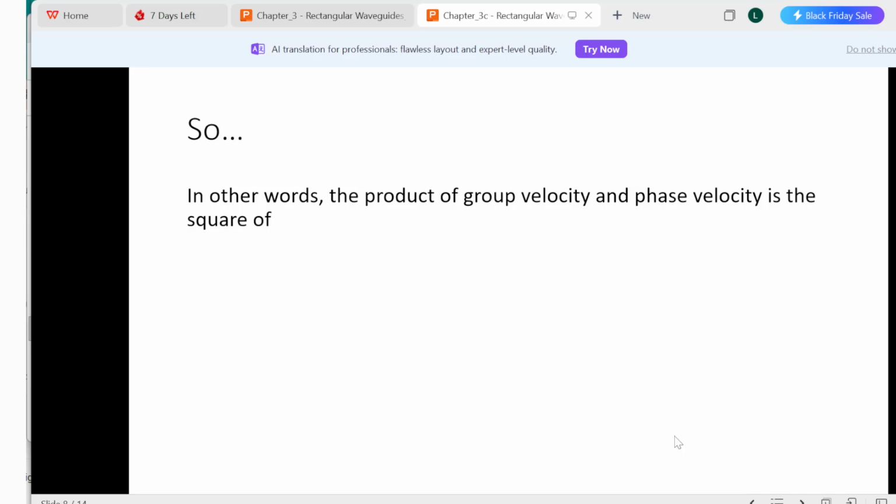Now the group velocity, I have looked, this slide has been missequenced. So if we find the product, we will multiply group velocity and phase velocity, and this will be the phase velocity square. Okay? And by the way, it's the fundamental phase velocity square. This means C squared.